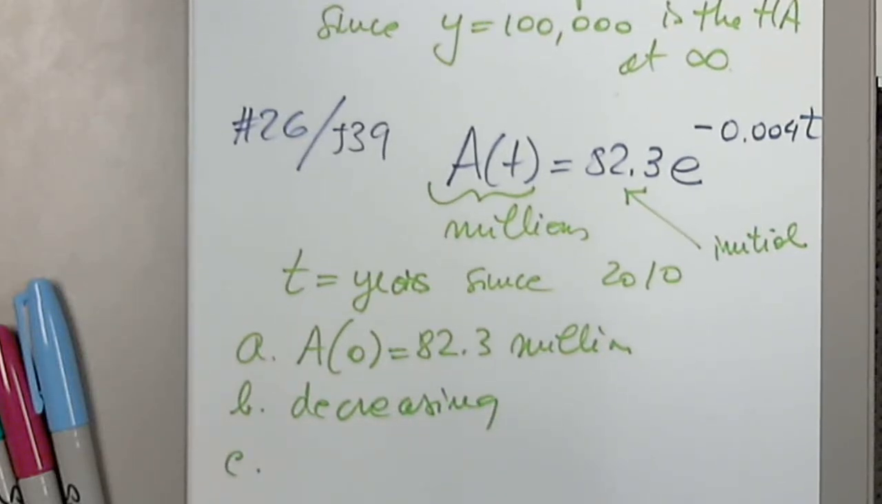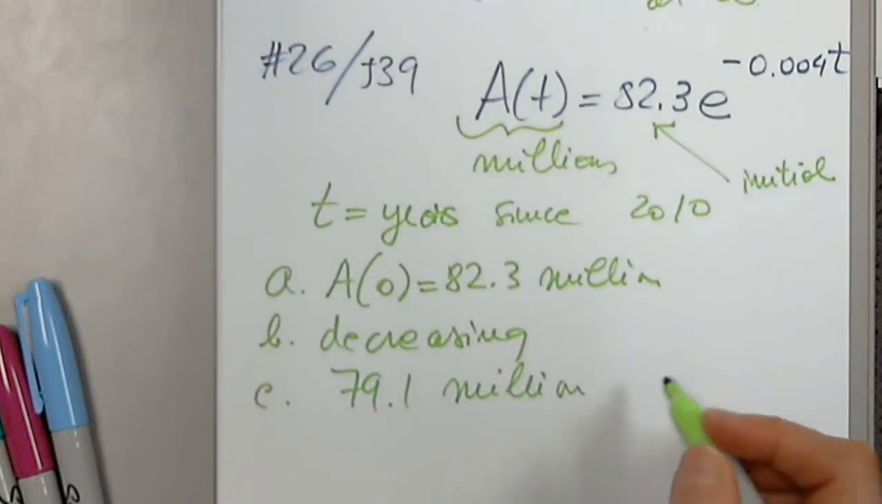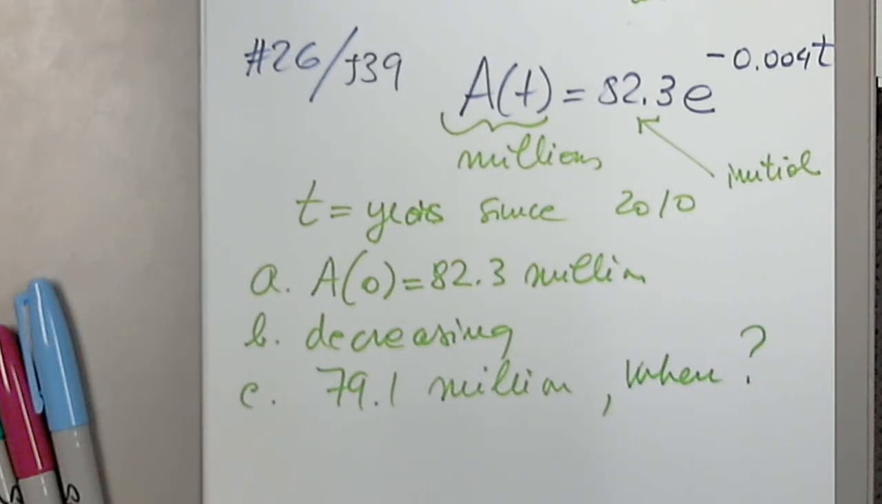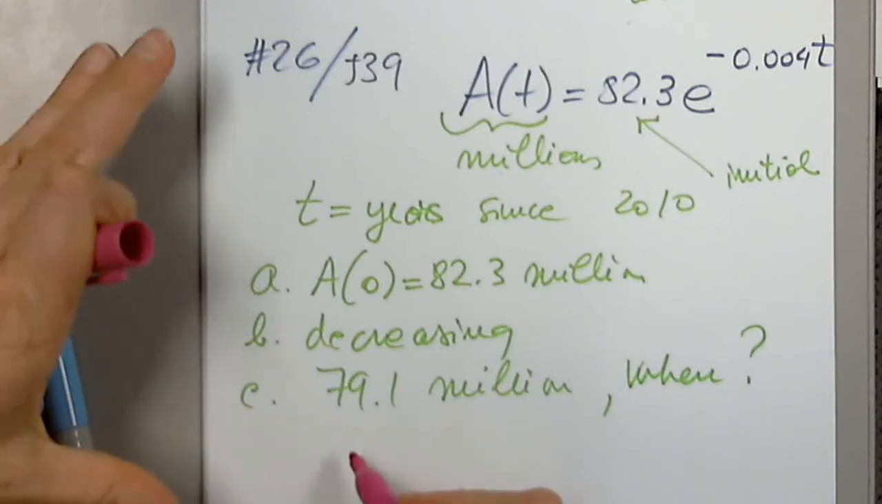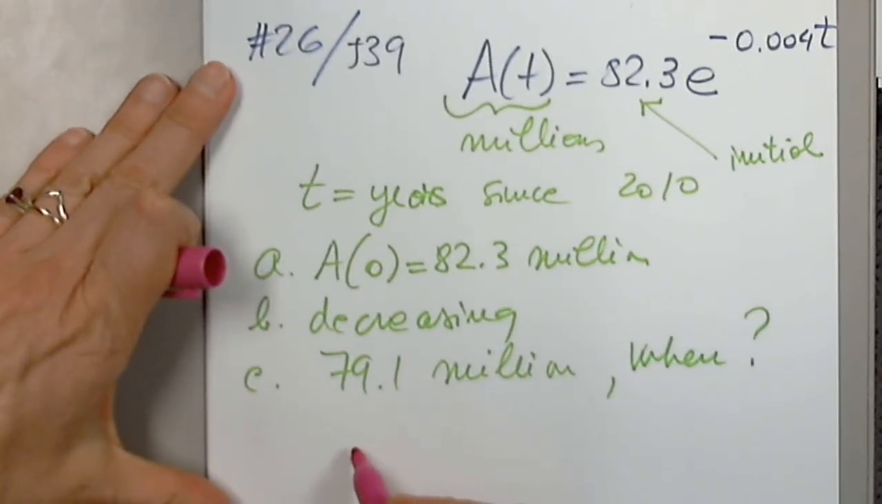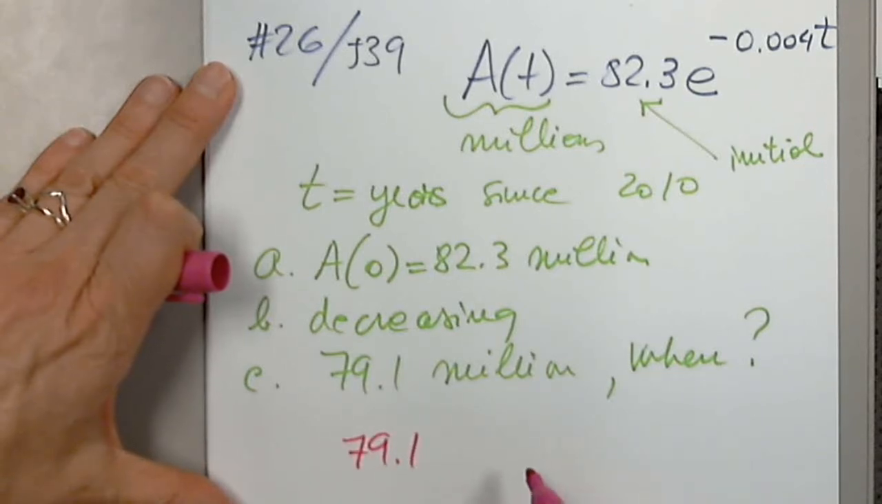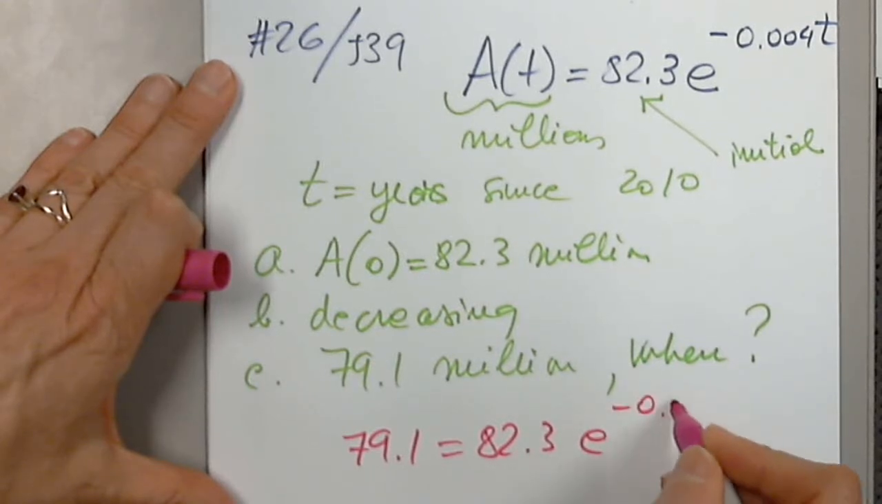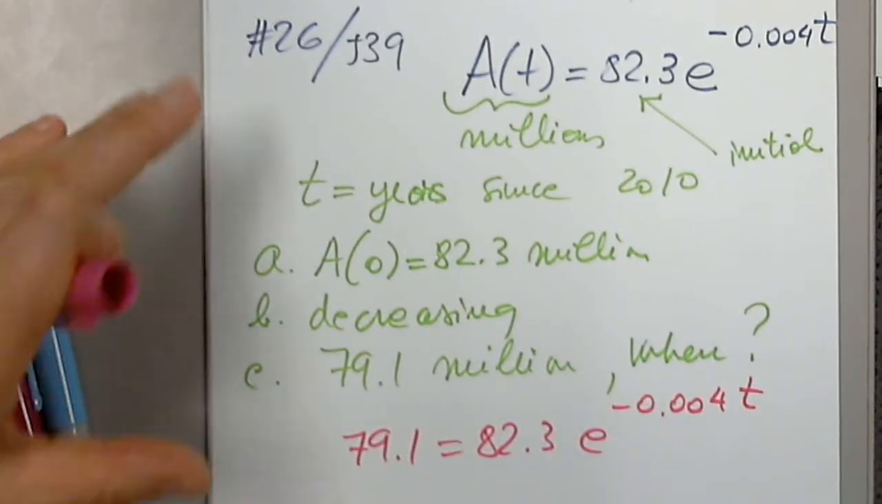C. In which year will the population of Germany be 79.1 million? And the question is when? So A of t is 79.1 equals 82.3 times e to the negative 0.004t.